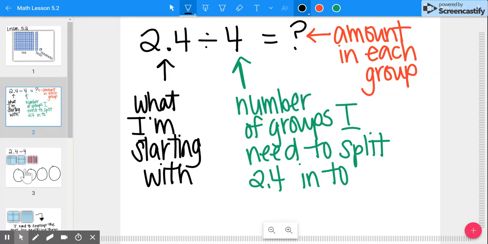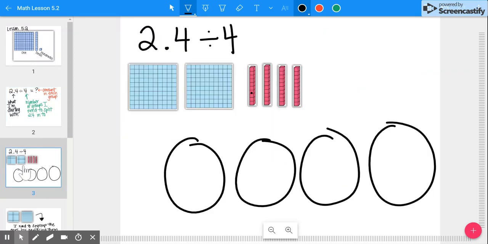So let's look at how we would use base 10 blocks to solve this problem. 2 4/10 divided by 4 would be represented by 2 flats, because the whole numbers in decimal world are represented by flats. So I have 2 as my whole number, 2 flats. This 4/10 is represented by 1, 2, 3, 4 longs. So 2 flats and 4 longs represents 2 4/10. And this divided by 4 is telling me that I need to split this picture up into 4 groups or 4 circles.